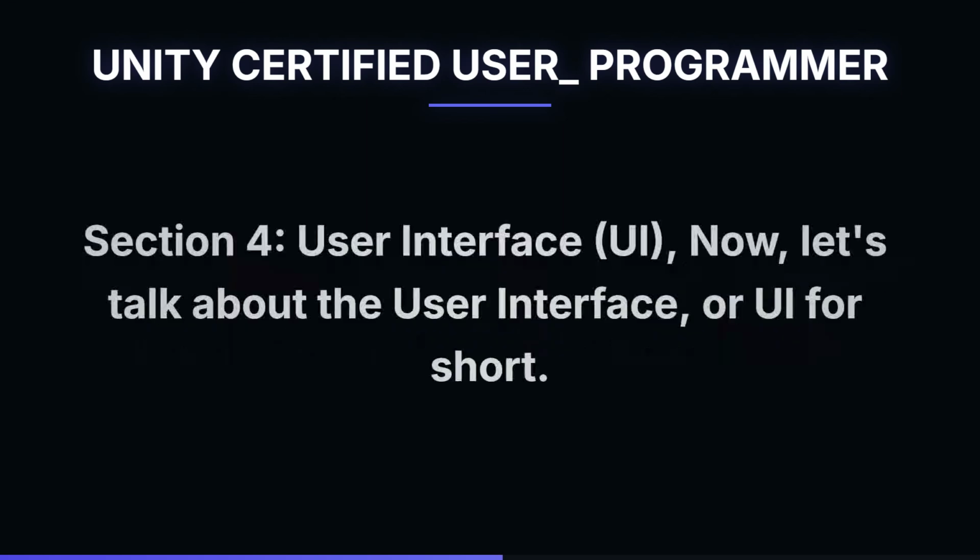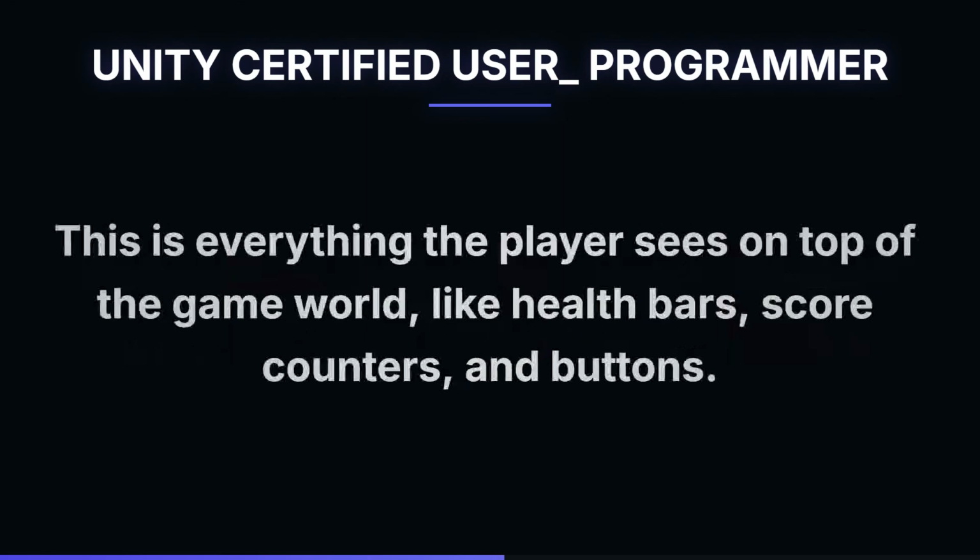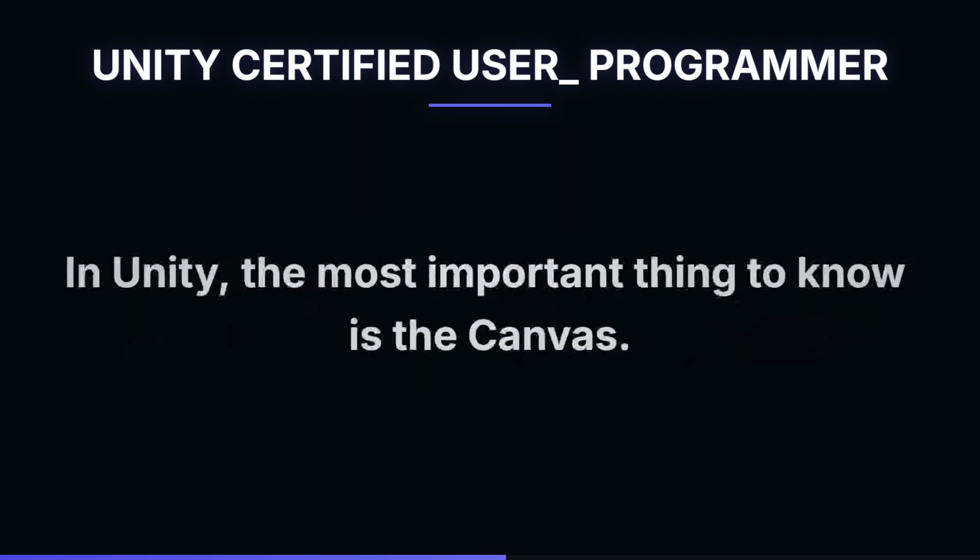Section 4. User Interface, UI. Now, let's talk about the user interface, or UI for short. This is everything the player sees on top of the game world, like health bars, score counters, and buttons. In Unity, the most important thing to know is the Canvas.